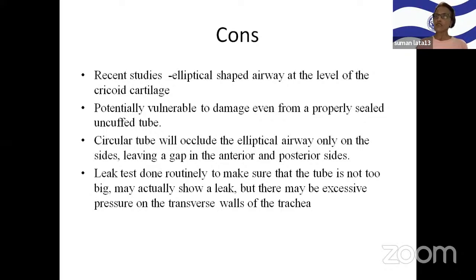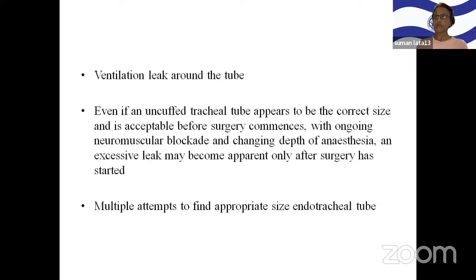That means the circular tube will occlude the elliptical airway only on the sides, leaving a gap on the anterior and posterior sides. Leak tests done routinely to make sure the tube is not too big may actually show a leak, but there may be excessive pressure on the transverse walls of the trachea. So a ventilation leak around the tube, even if the uncuffed tube appears to be the correct size, is acceptable before surgery commences. With ongoing neuromuscular blockade and changing depth of anesthesia, an excessive leak may become apparent only after surgery has started. And it has been seen that multiple attempts to find the appropriate size endotracheal tube are also a concern.